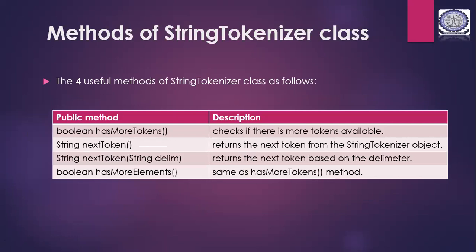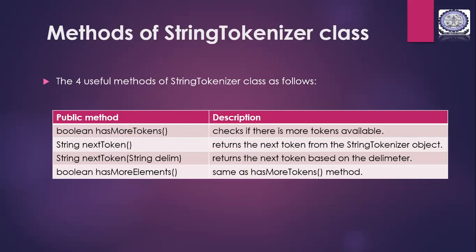Then you have four methods in the StringTokenizer. The StringTokenizer is a class, right? These are public methods inside this StringTokenizer class. The first method is boolean hasMoreTokens, which checks if there are more tokens available. The entire string may be processed, but there might be a chance that there are more tokens. Boolean is the data type, hasMoreTokens is the method, and it can either be true or false.